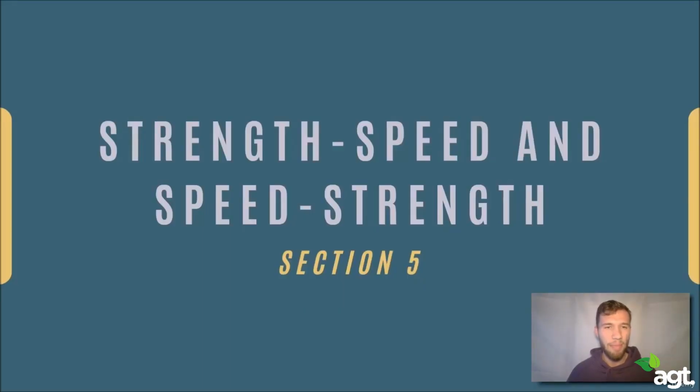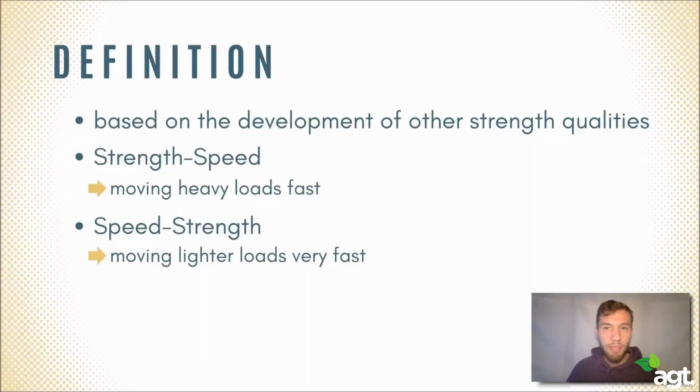Now, let's look at the semi-independent strength qualities, strength speed and speed strength. As mentioned before, strength speed and speed strength are semi-independent, so they can be trained individually, but their development is also based on the development of the other strength qualities like maximal strength and speed. Generally, what strength speed means is moving heavy loads fast. So the focus is on strength and speed is kind of the second factor. Speed strength, on the other hand, means moving lighter loads very fast. So the main focus here is speed and strength is the second factor.